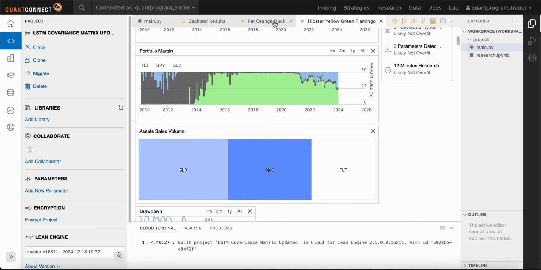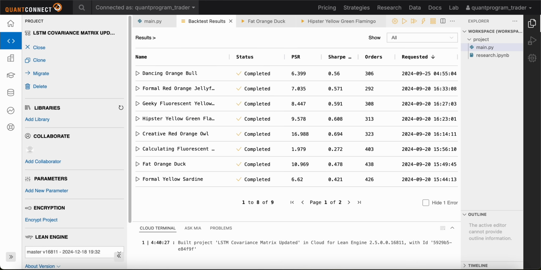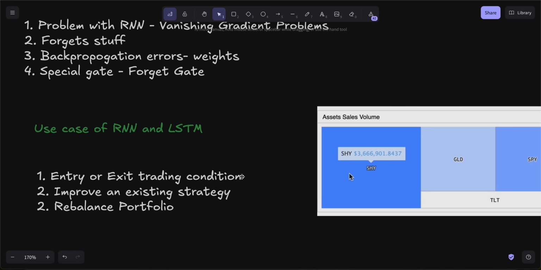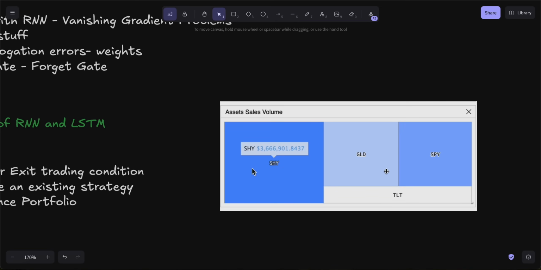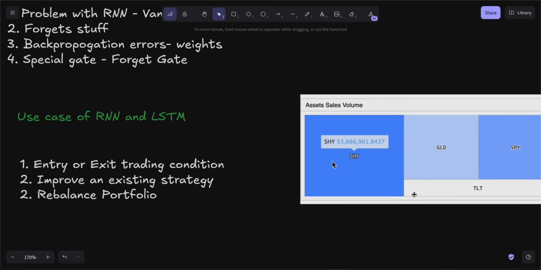These machine learning models, like neural networks, are not only for you to create efficient strategies, they can also be used to rebalance a portfolio. Imagine you have a value investing portfolio and you need to adjust the allocation of the portfolio. You can use the machine learning model to allocate how much money you need to allocate to SHY, how much to GLD, SPY, or TLT, and get superior returns while minimizing the drawdown. These are some of the things that machine learning models like RNN, LSTM, and many others can do. It's not just for entry or exit conditions. It can improve your existing basic quant trading strategies. It can also rebalance a portfolio.